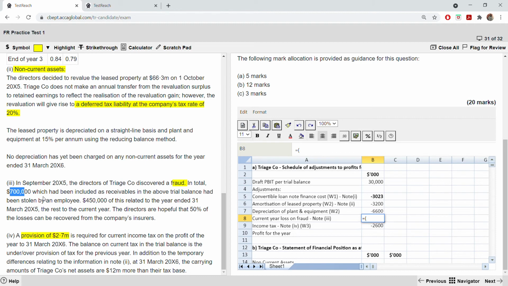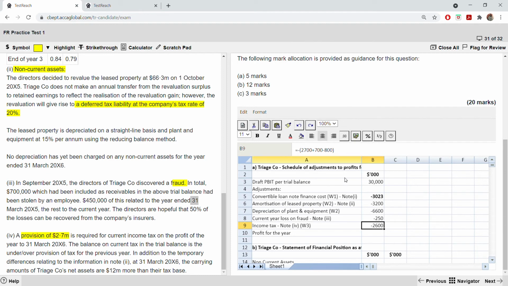Okay, and from this, 450 of this related to the year ended 31st March, so we have to take 450 out because this was related to 31st March last year. So it's basically 700 minus 450, that's it. 250. But this 250 should be negative again, so put a minus 250. So now we are done with it.